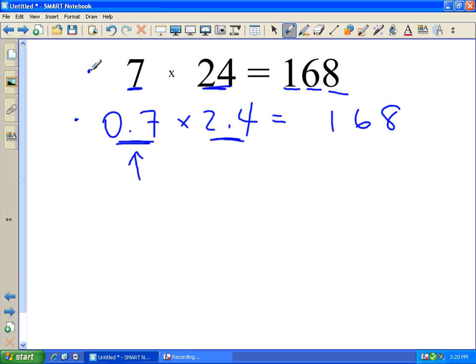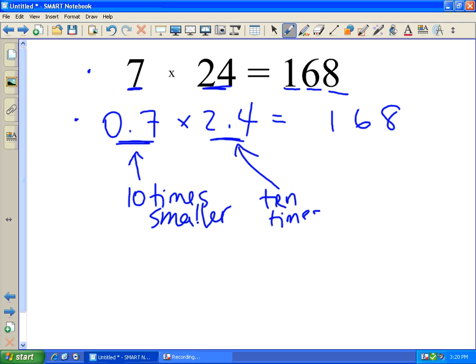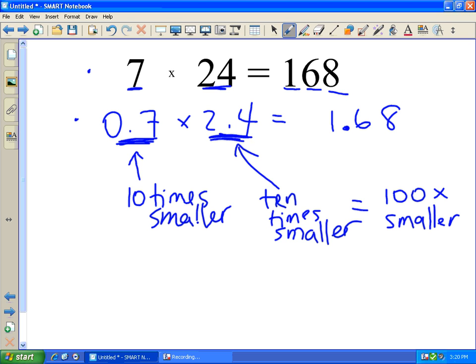So if this is 10 times smaller, and this is also 10 times smaller, my conclusion should be 100 times smaller. So decimal 7 times 2.4 will be 1.68.